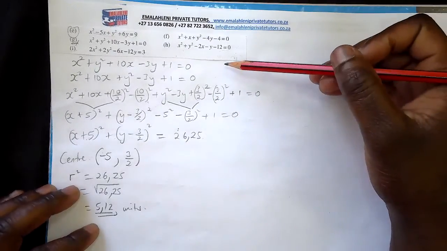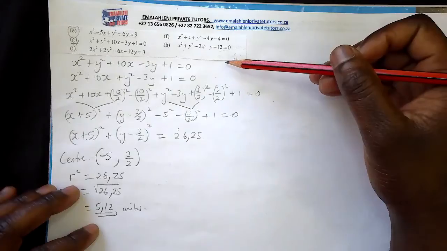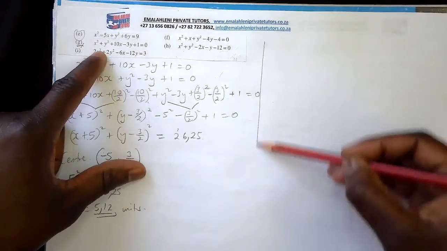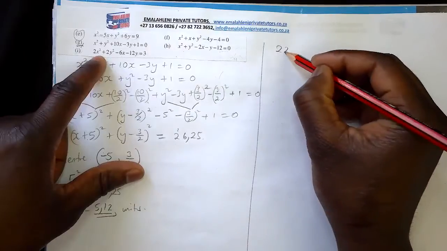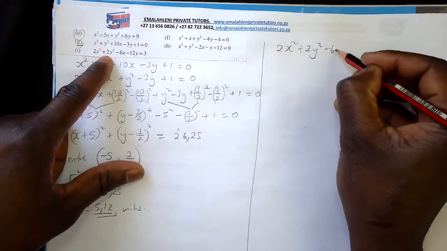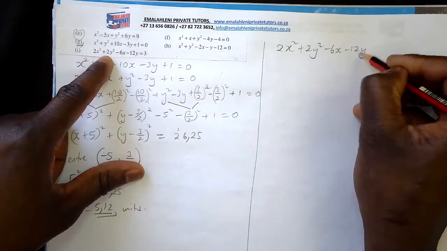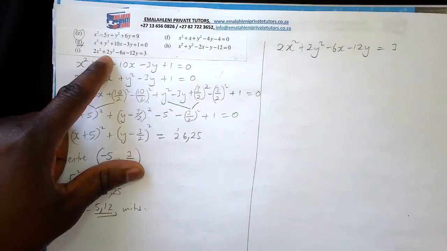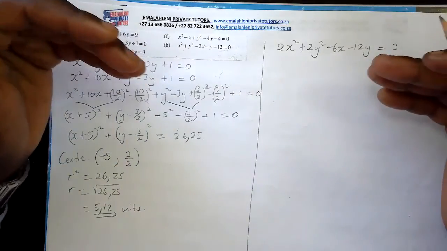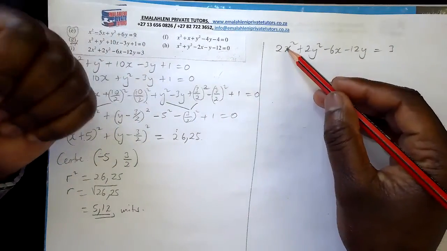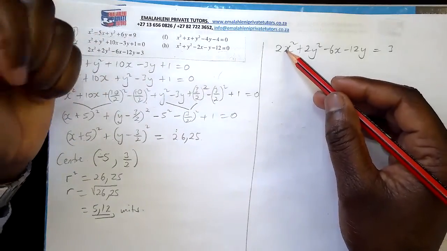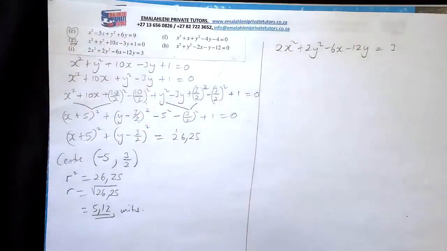Now, let's see another one that we can also try to check. Let's have 2x squared plus 2y squared minus 6x minus 12y is equal to 3. Now, in this case, remember for you to complete the square, the coefficient of your x squared, or be it y squared, should be 1. It should be 1 always. So it has to be 1.